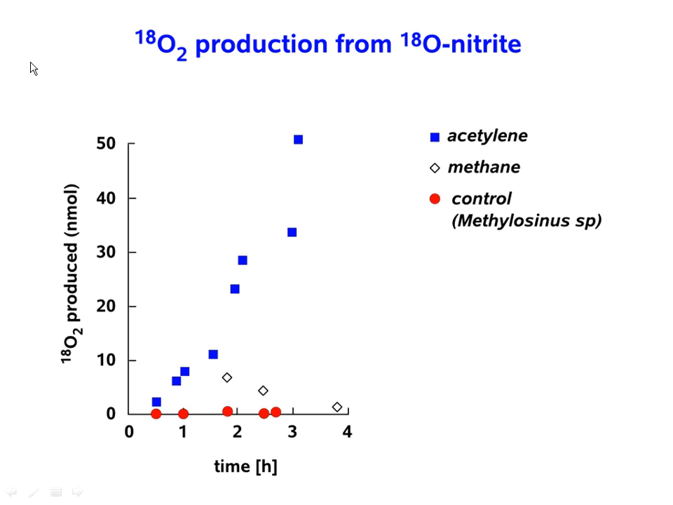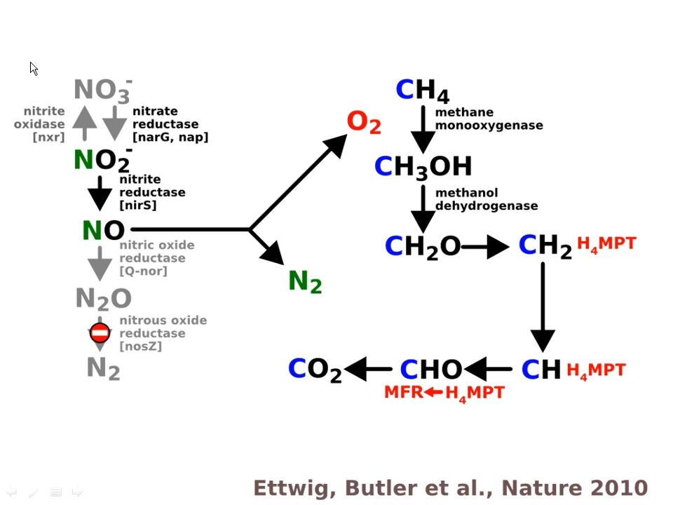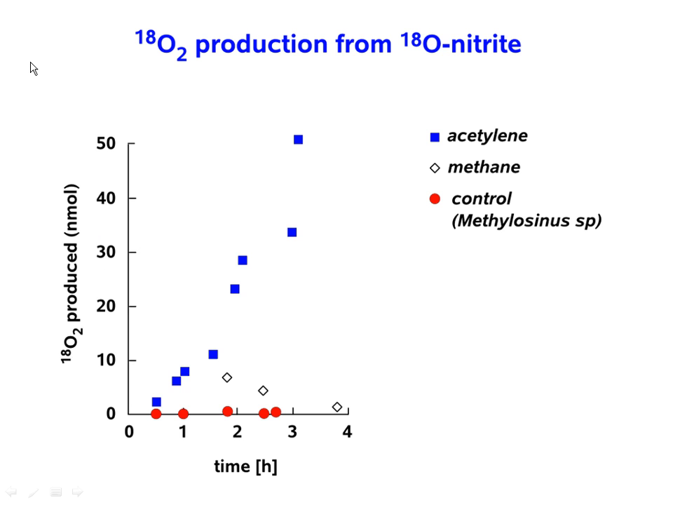So she really had to give it a very hard time by shutting down the methane monooxygenase with acetylene and then using 18O nitrite to produce 18O oxygen. So that showed the oxygen production. It was not possible experimentally to do this directly with NO. And maybe the fact that oxygen and NO react quite vigorously chemically was a problem there.